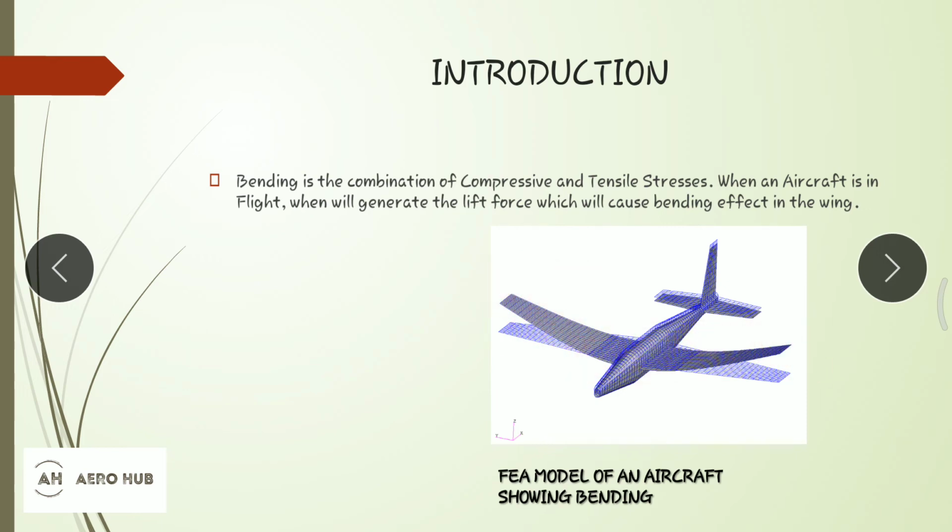So the upper side of the wing will have more compressive stress, and the lower side of the wing will have more tensile stress. This combination of both stresses causes the bending stress in the wing. Other than the wing, bending stress will act on your empennage, and some amount of bending stress will be acting throughout the main body or fuselage of the aircraft.